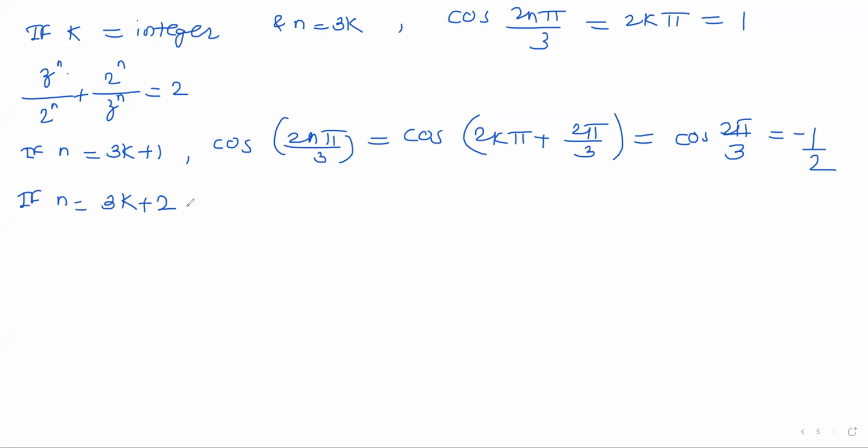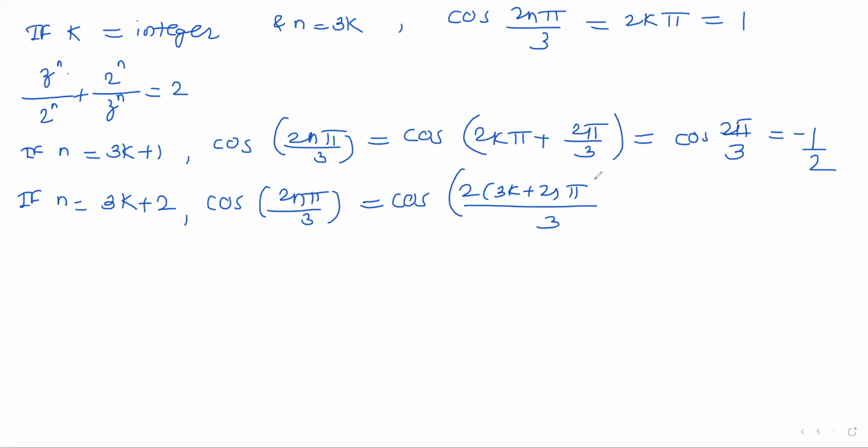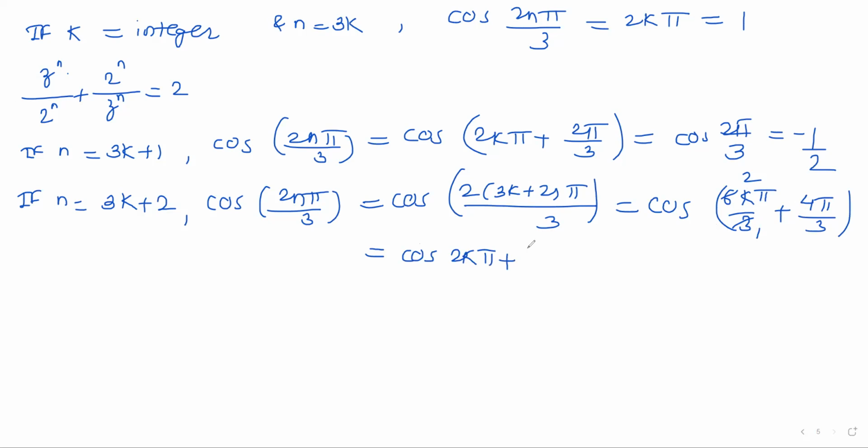Similarly, if I change the value of n once more, if n is equal to 3k plus 2, then cos of 2n pi divided by 3 will become cos of, I will explain once more, this will be 2 into 3k plus 2 into pi by 3. Simplify this, this will be nothing but cos of 6k by 3 plus 4 pi by 3. If I separate 3, 3 2s are 6, and pi is multiplied here too, so this will become cos of 2k pi plus 4 pi by 3. 2k pi plus theta is cos theta, so this will be cos of 4 pi by 3, but that is nothing but -1/2, right?